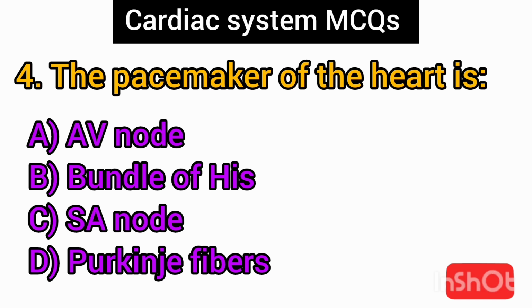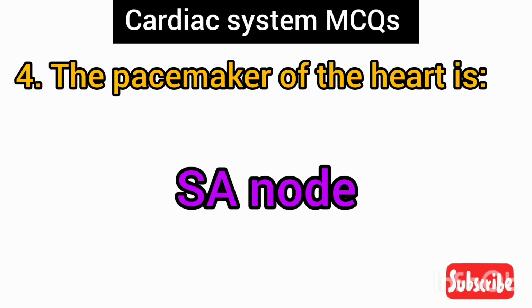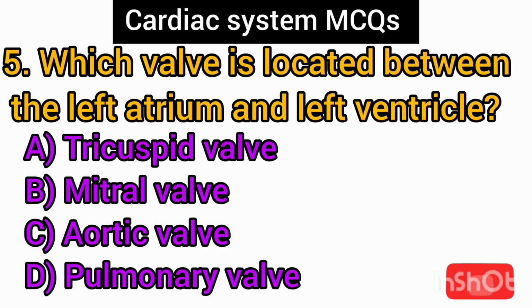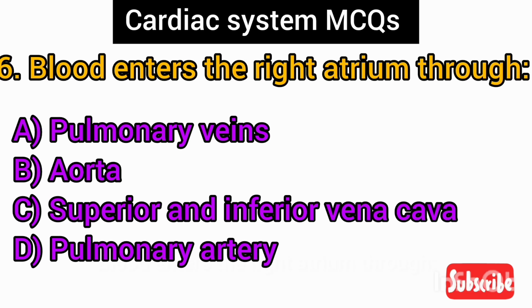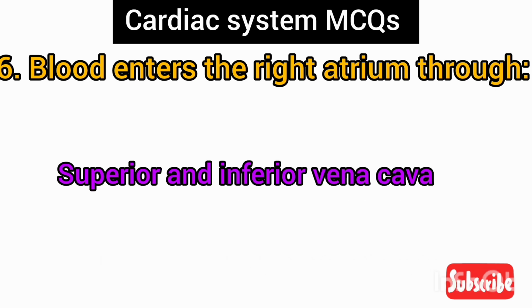The pacemaker of the heart is SA node. Which valve is located between the left atrium and left ventricle? Mitral valve. Blood enters the right atrium through superior and inferior vena cava.